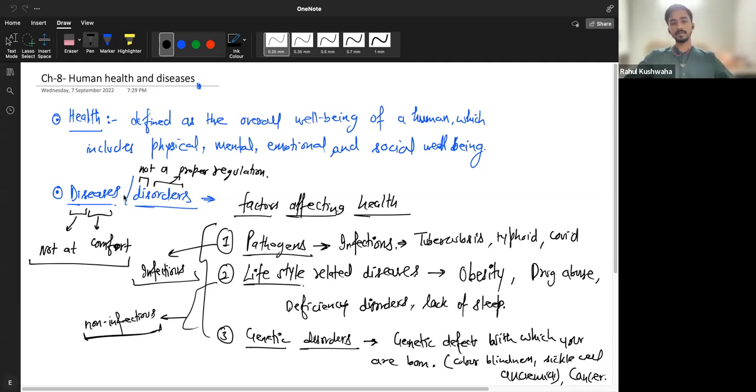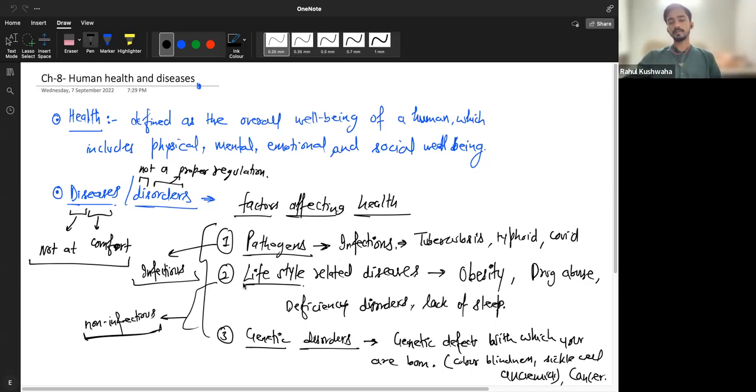And disease or disorder is just the opposite. This disease means not at comfort. And disorder is again not proper regulation. So disease and disorders happen due to many factors that affect the health. So 3 of the major factors that affect the health, which we discussed, were pathogens, and pathogens mostly infect. So it causes infections, and through infection they cause disease. For example, tuberculosis, typhoid, AIDS, and all these diseases which are infectious are also happening through pathogens.